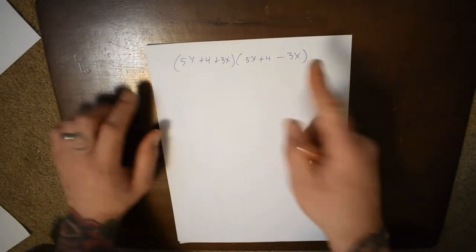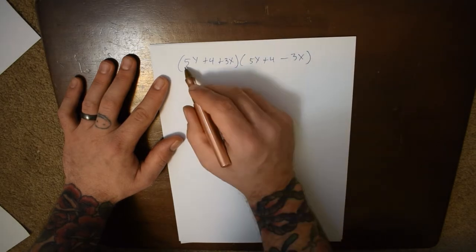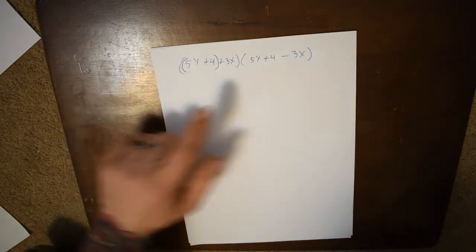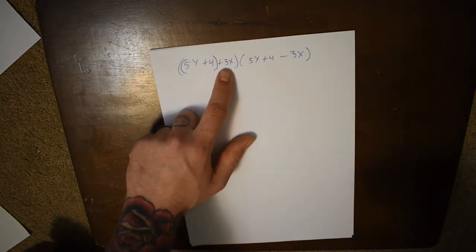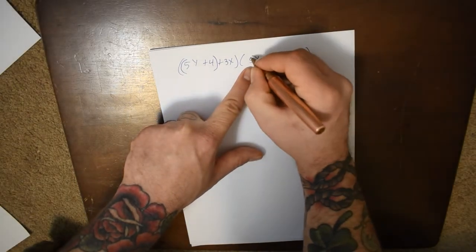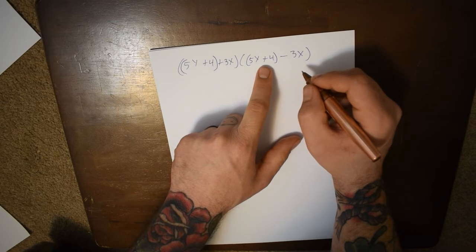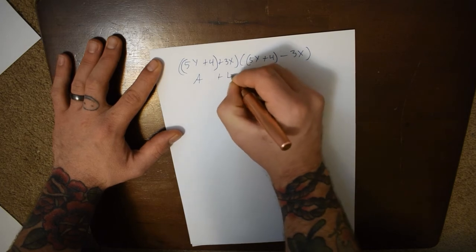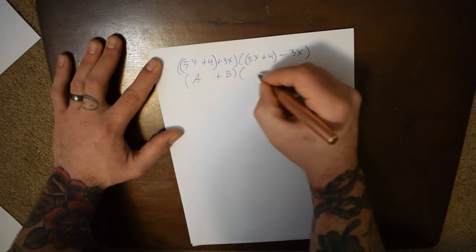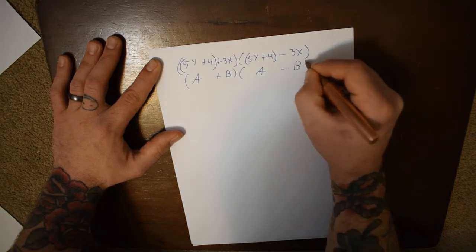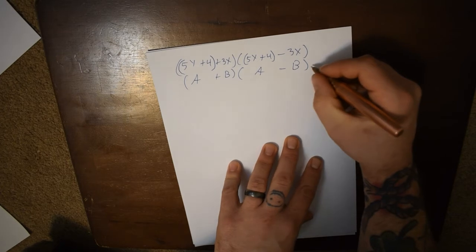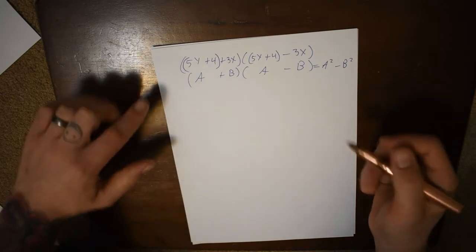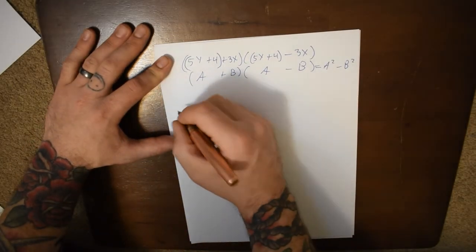So what we're going to use is, well, first, notice how we've got this 5y plus 4. We can put some parentheses around it. Nothing wrong with that. 5y plus 4 plus 3x. And we have this 5y plus 4 minus 3x. So we really have an a plus b times an a minus b. Well, we know that that's equal to a squared minus b squared. Perfect. So all we have to do to solve this problem is figure out, first off, what a squared is.